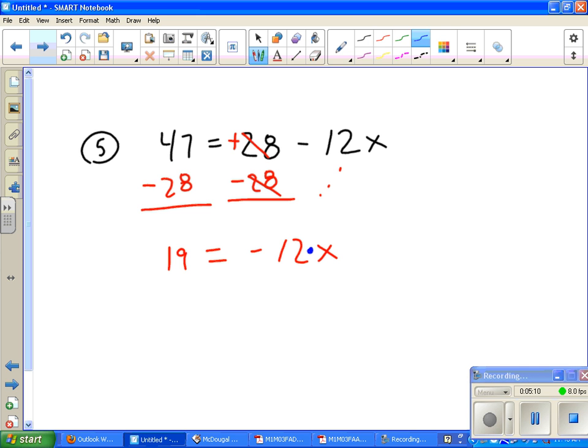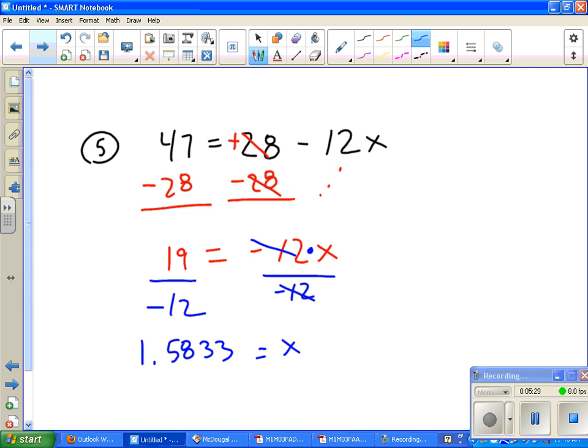Do the inverse of multiply by dividing. We want to keep x, so divide by negative 12 and it'll cancel it out. You divide the right by negative 12, you need to divide the left by negative 12, and 19 divided by negative 12, x's value is 1.5833, and it keeps going from there.